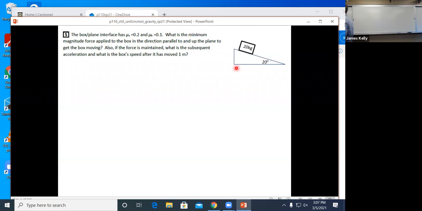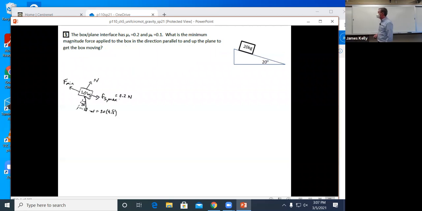And then there's a little follow-on question that if that force is maintained, then what's the acceleration? Once it budges, it's going to start accelerating up the plane, and there's a little kinematics problem that we'll do at the end. But let's just concentrate on that first question here. How hard do I have to push in the direction parallel to and up the plane to get it to budge? What's that minimum force I can apply?